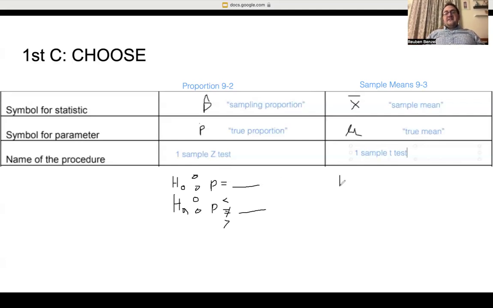All right, and then for mean problems, the null hypothesis would be mu equals blank. So we're testing a null value for what the average would be. And then the alternative would be that mu is either less than, not equal to, or greater than blank. When we do that, we will be successful in choosing and specifying the test.